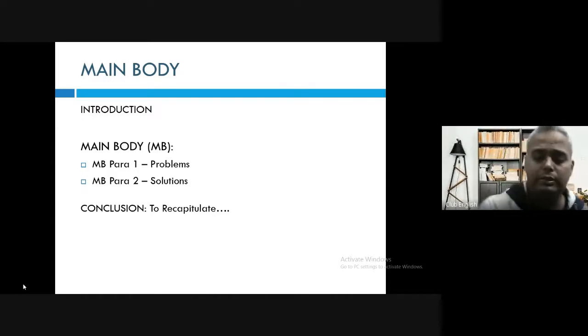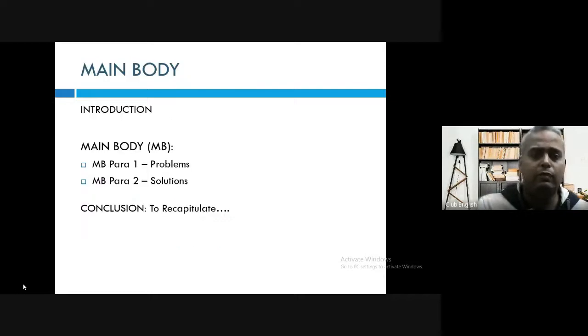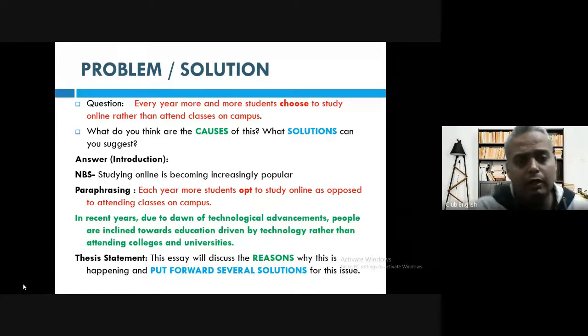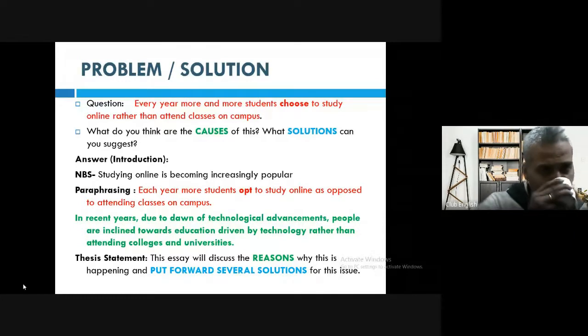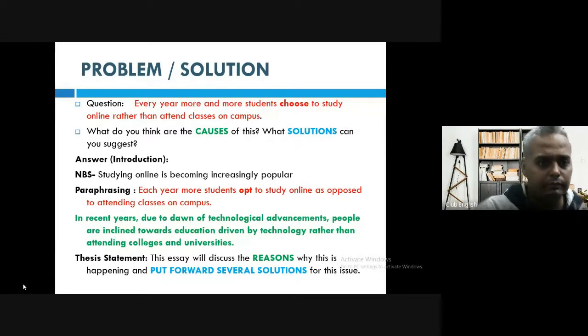Sometimes you can rephrase the question also. But that's an art. I will be telling you about that later. Not important right now. Right now, let's move on to the next part. That is how you can write a problem solution question. Okay, Ankur, please read it. Uh, the next double question or what? No, this one, problem solution.